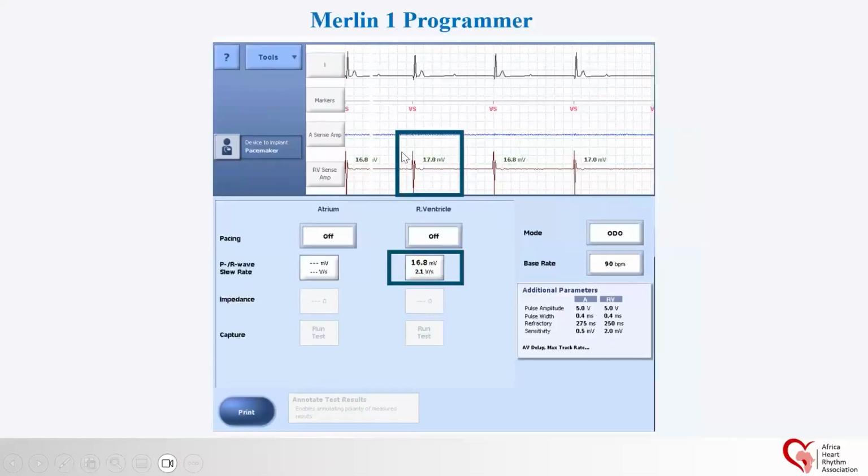That means this value is 17. 17 is greater than 5. That means we have a good value for detection or for sensing in the R wave. That means the first parameter is okay. We need to check the second parameter also.